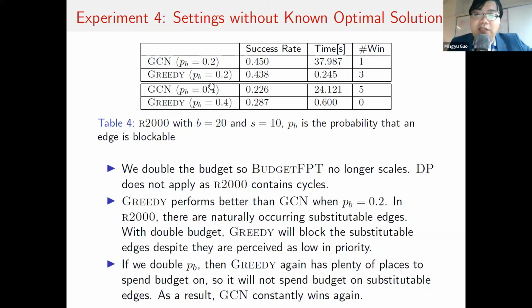And so if we adjust the probability and change it to 40%, then the block-worthy edges are a lot more. And in that case, greedy wouldn't be really bad, once again. And then GCN wouldn't be better. And here the number means that out of 10 trials, 5 times GCN is better, and the other 5 times GCN is basically tied with greedy. And then here, out of 10 trials, 3 times greedy is better, once GCN is better. For the remaining 6 times, they tie. Okay, so that's basically the last experiment.